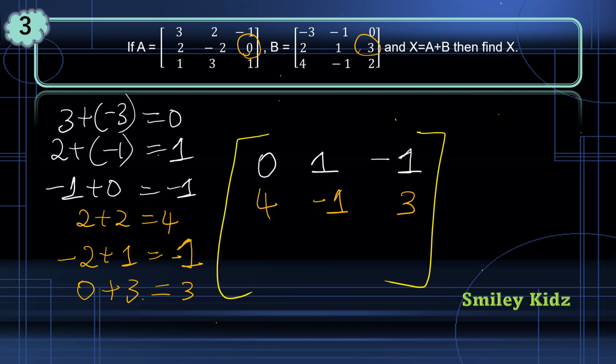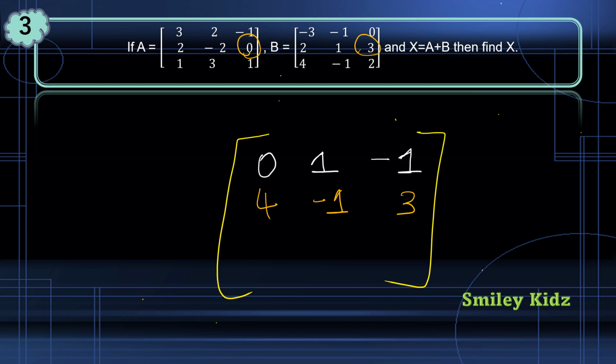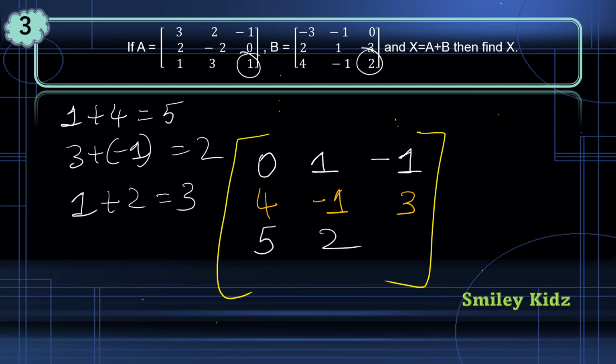On the other hand, if you observe the third row, let's erase this. We have 1 plus 4, which is 5. So here you're going to have 5. Alright, then we have 3 plus of minus 1, which is going to be 2. So here you're going to have 2. And lastly, we have 1 plus 2, which is going to be 3. So here you're going to have 3.